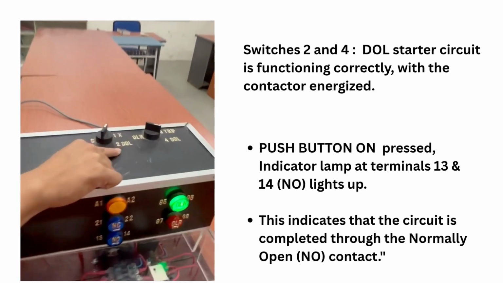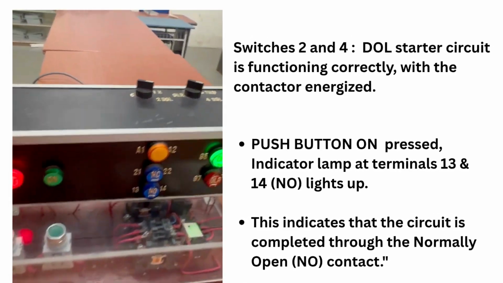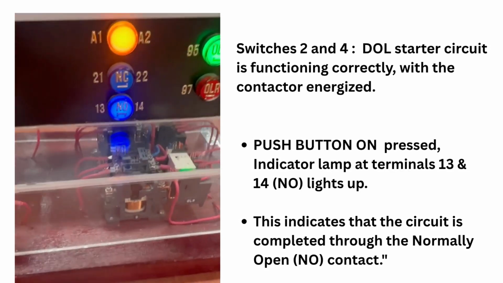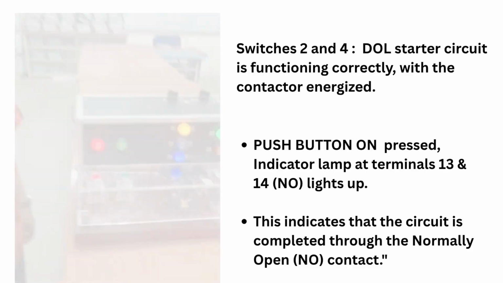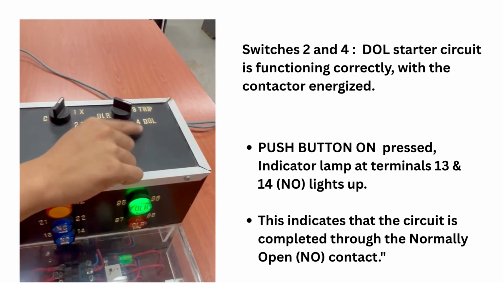Second state is when the switch is at 2 and 4, the DOL starter circuit is functioning correctly, with the contactor energized. When the push button ON is pressed, the indicator lamp at terminals 13 and 14, NO, lights up. This indicates that the circuit is completed through the normally open (NO) contact.